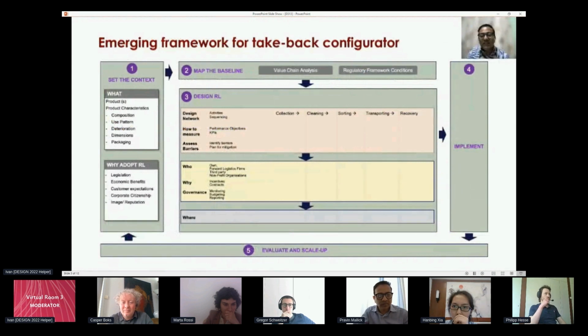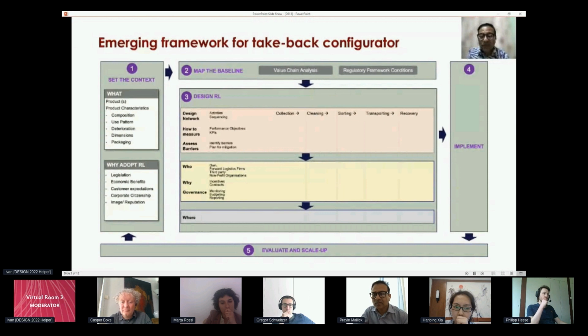This framework can be seen as a basic architecture for the design of the configurator, giving us a step-by-step approach to look into the various areas or aspects that need to be thought through for implementing take back, and what the options are in each of these aspects or areas.